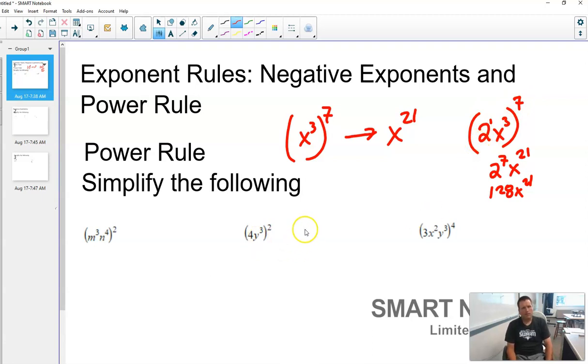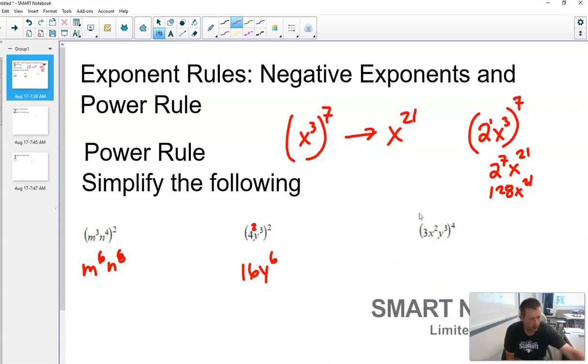Okay? So if I have multiple exponents, we're just going to multiply them. 3 times 2 and then 4 times 2. So this will be m to the 6th and n to the 8th, because I went 3 times 2, which gave me 6, and 4 times 2, which gave me 8. This next one, I know I'm going to have a y to the 6th, but please remember this is 4 to the 2nd as well. So this becomes 16, because 4 to the 2nd is 16.